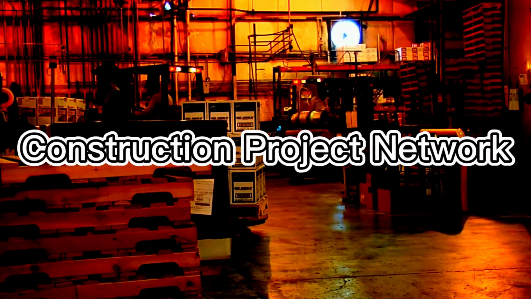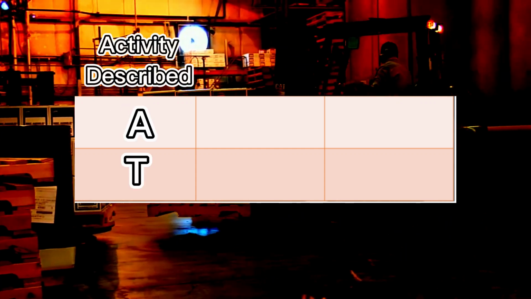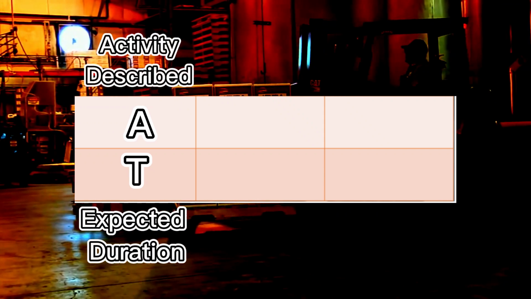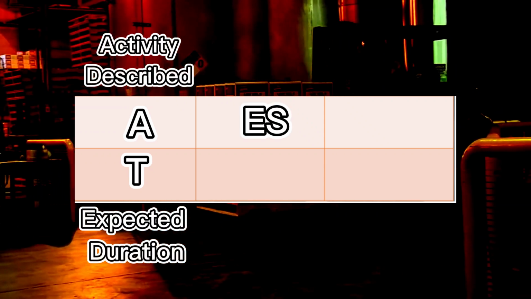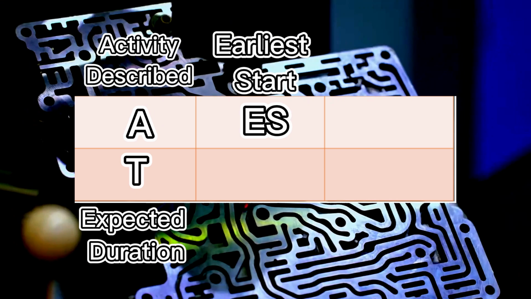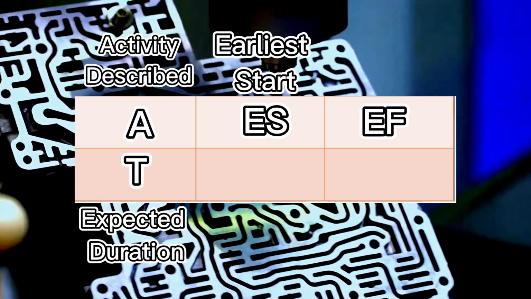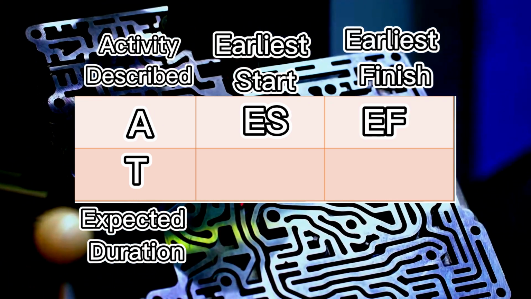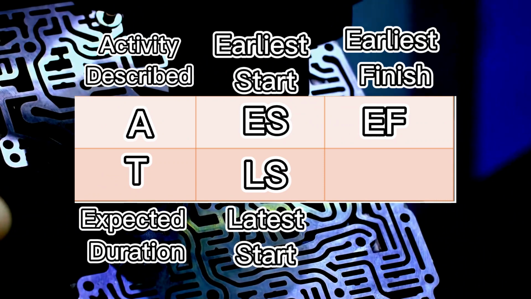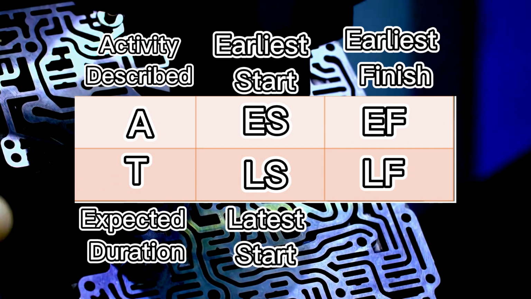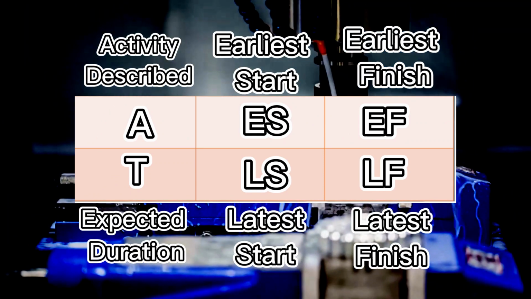Constructing the Project Network. First, in constructing a project network, we will be using diagrams like this. A represents the activity described. T represents the expected duration, or time, of the activity. ES represents the earliest start of the activity. EF represents the earliest finish of the activity. LS represents the latest start of the activity. LF represents the latest finish of the activity.